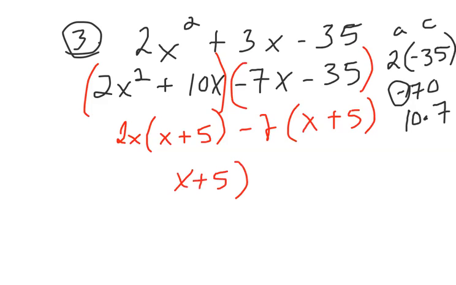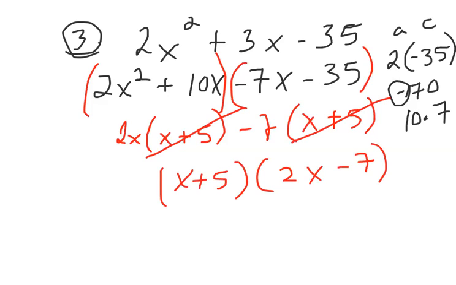And when you factor out the parentheses from here, it leaves you with 2x. And when you factor it out from here, it leaves you with 7. And guys, just like that, we're done, okay? So that was the factoring by the AC method, using the AC method to factor.